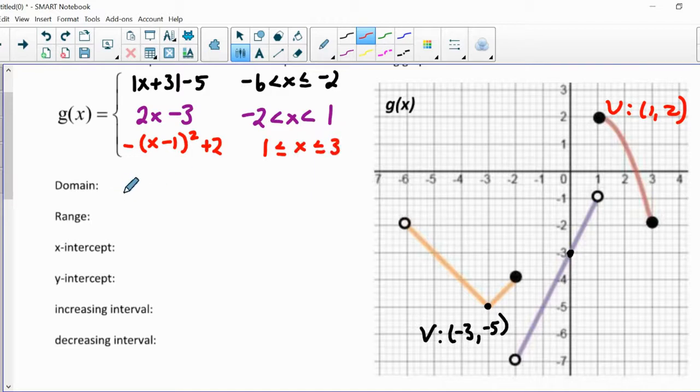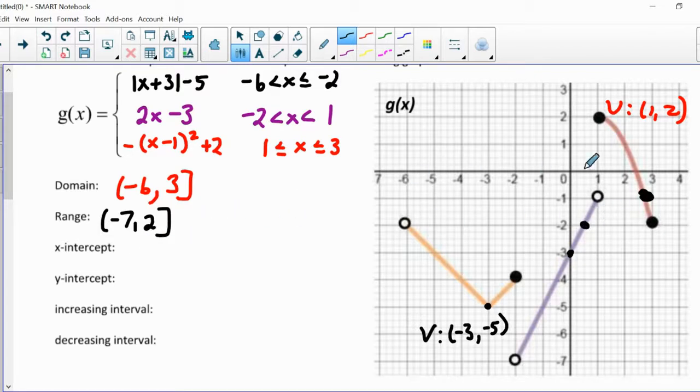So the domain of this function is -6, not inclusive, to 3 inclusive. The range of this function is from -7, not inclusive, all the way up to 2 inclusive. And there are no gaps in my range or my domain. So if I swept across with that line, I would see that I had no gaps. Even though there's a hole here, notice there is a y value that meets it at that criteria. Same thing, the hole here, there is a y value that works with it.